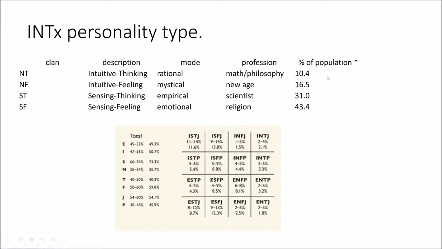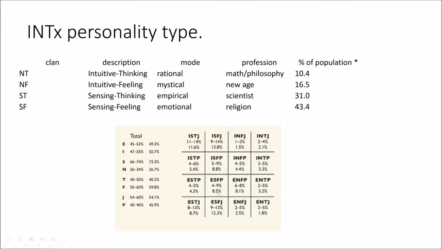Now, as a percentage of the population, I got this off the web, or someone got this off the web somewhere, it is 10%. And look at SF. This is where traditional religion is. They're 4 times more represented. And when you look specifically at the INTs, we're looking at around 2% of the population, whereas ESFs, which are the big ones, are 12.3%. ESFs are 20% alone.